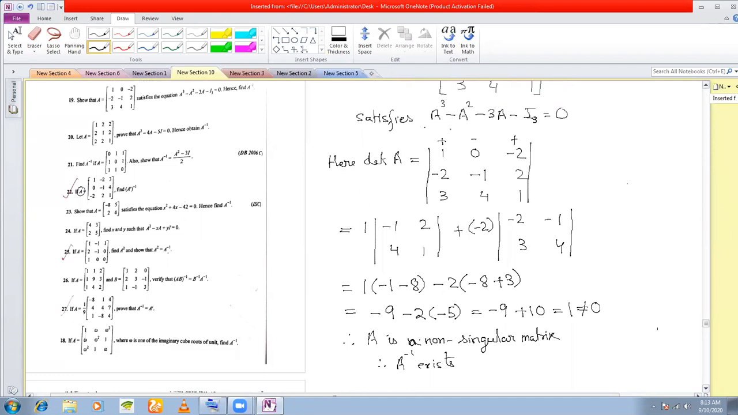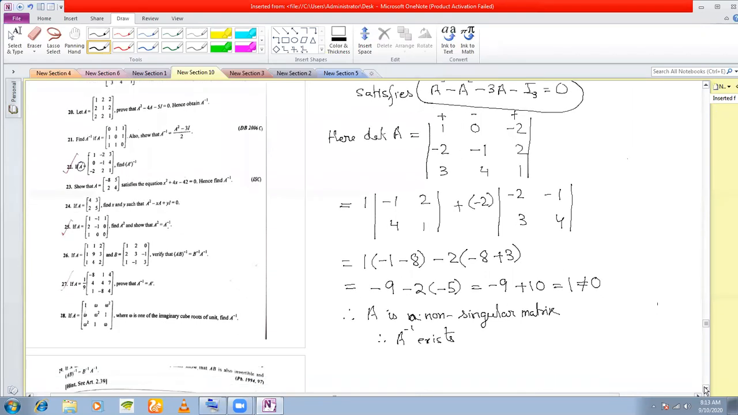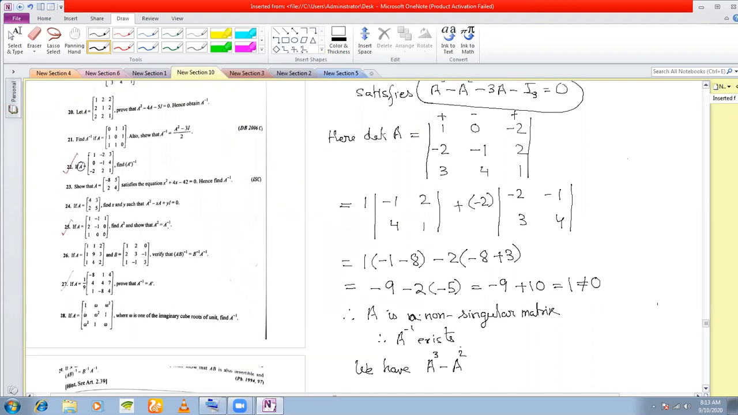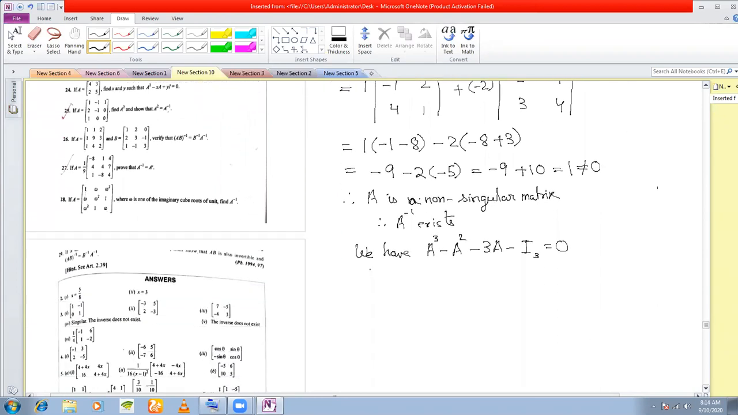Now since A inverse exists, we'll use this relation to find the inverse. So we have A cube minus A square minus 3A minus I3 equal to 0.